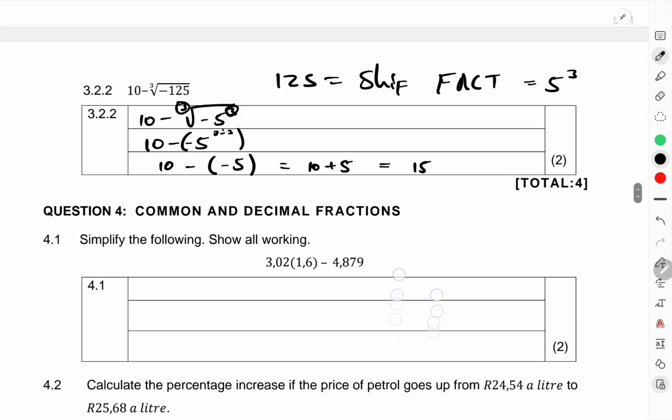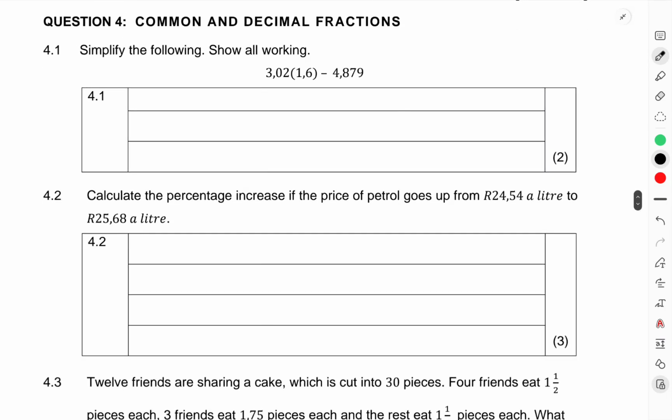Now, let us go to question 4. Common and decimal fraction. Simplify the following, show all the workings. Now, if they say show all the workings, it doesn't necessarily mean you are not allowed to use a calculator. You can use a calculator, but then you have to be strategic when you are using that particular calculator. You don't have to take everything, then punch it on a calculator, then find the final answer. No. Solve separately. Solve your terms individually.